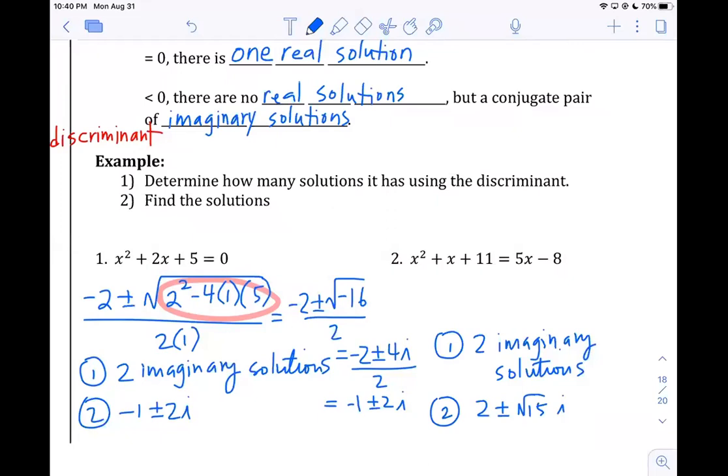All right, go ahead and look at the answer. So number 2, for this question, it has two imaginary solutions, and the second thing is that the answer is 2 plus or minus square root 15i.